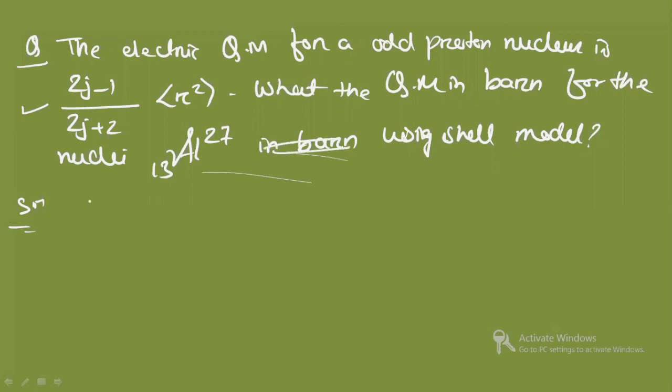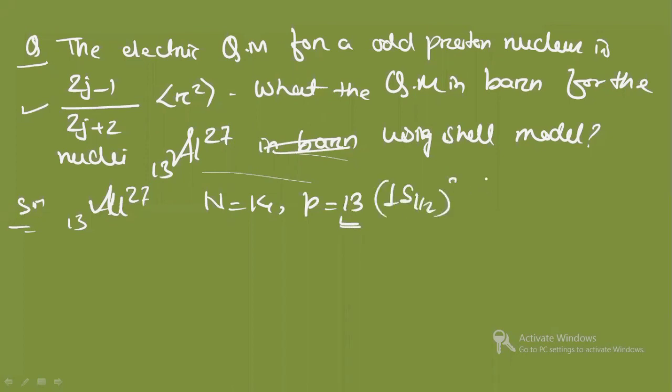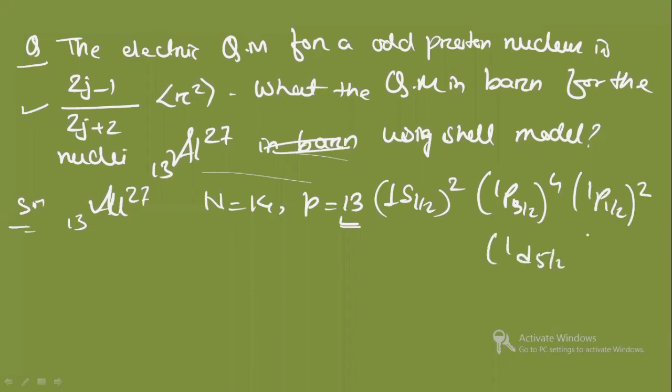Using the shell model. So you see here, for aluminium 27 13, the number of neutrons is 14, the number of protons is 13. So we will write the energy levels for this. It is 1s 1/2, here 2 will be filled. 1p 3/2, here 4 will be filled. 1p 1/2, again 2 will be filled. 1d 5/2, here 6 can be filled, but we need 5 because it is 2, 6 and 8 and then 13. So here J is equal to 5/2. All right.